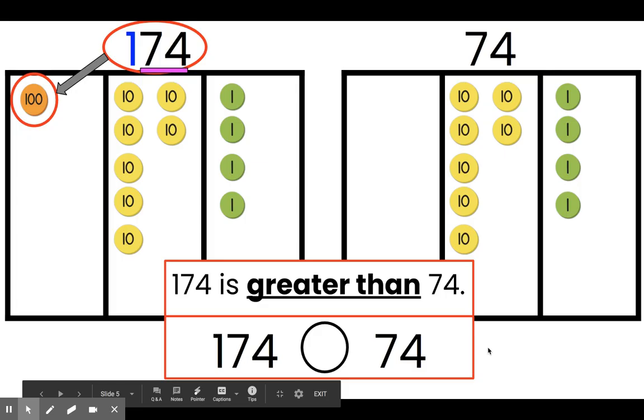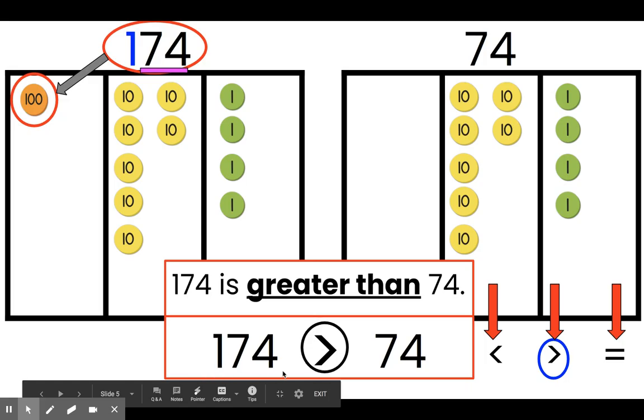Let's compare these two numbers using our math symbols. Remember, less than, greater than, equal to. We read it like this. 174 is, would we say less than 74? Greater than 74 or equal to 74. If you said greater than, you're correct. 174 is greater than 74. The opening on this symbol is large, facing the largest number. 174 is the greater number, so the larger opening on the symbol will face toward that number.